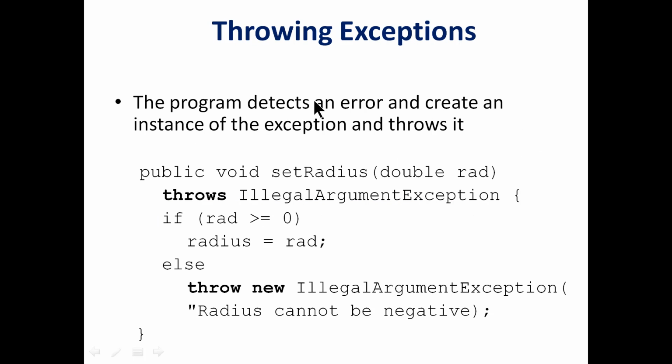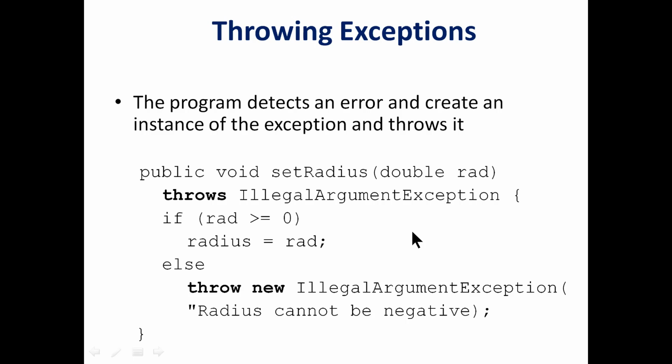Throwing an exception: the program detects an error, creates an instance of the exception, and throws it. For example, this setRadius method, as you say, throws IllegalArgumentException. That means if radius is greater than or equal to 0, you are talking about a valid value. If you are not passing a valid value as a parameter to the radius, then you say throw new IllegalArgumentException, radius cannot be negative, or radius cannot be something else.